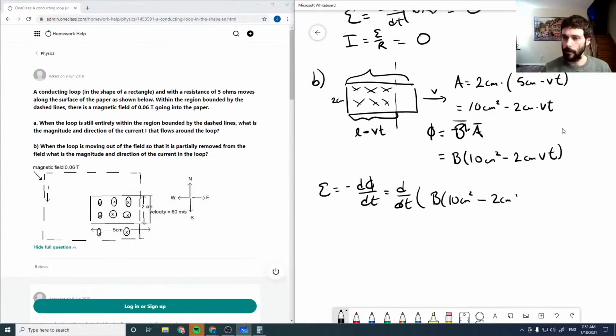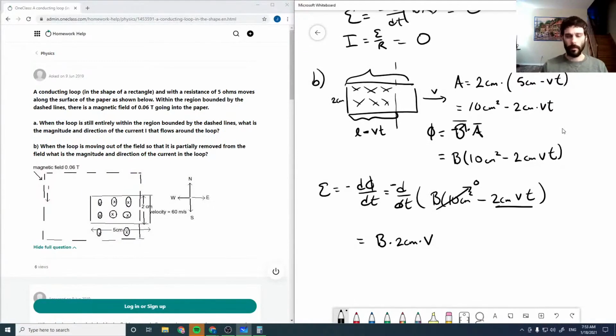Our EMF, which is minus d phi by dt, is going to be the derivative of this expression with time. And as we can see, this part doesn't depend on time, so it's going to go to 0. And then the derivative of time here is going to leave us with B. The minuses will cancel, so B times 2 centimeters times velocity.